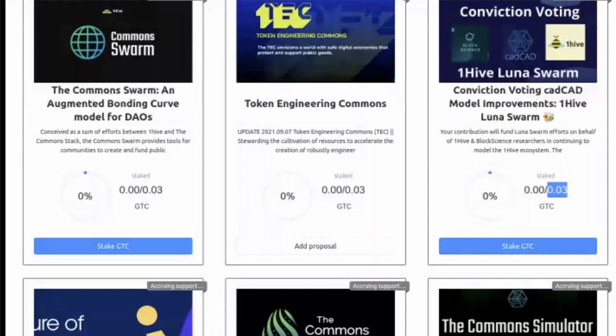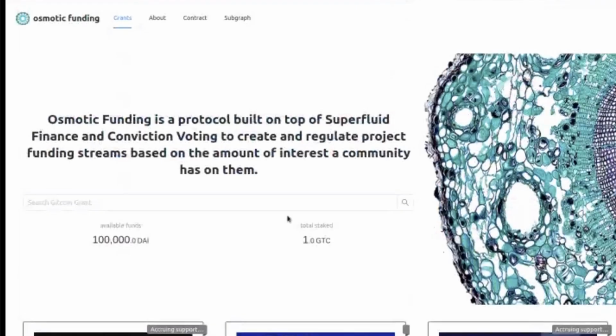I have one. Oh, go ahead. Go ahead. So with the total funds at the top, if you scroll up a little bit, there's a fixed amount, I think there's 100,000 DAI. Is that 100,000 DAI in a reserve? Is that 100,000 DAI per period? So like, how does it top up?